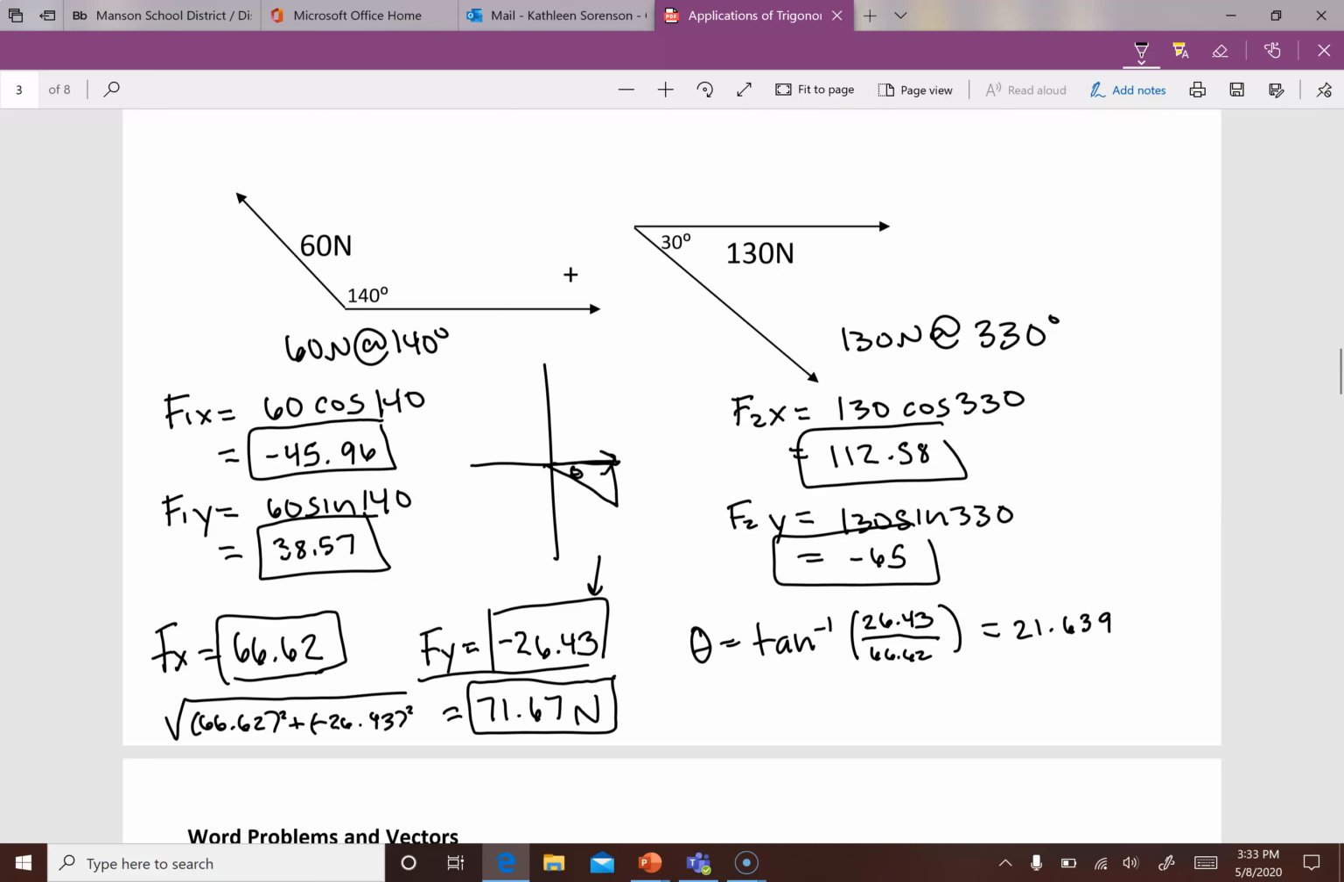So I actually have to do 360 minus that answer right here, and that's going to give me what I want for this whole angle right there. And so when I do that, I do 360 minus 21.639, I get roughly 338.361 degrees.